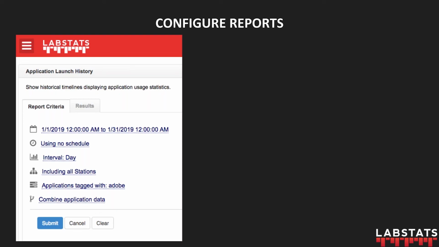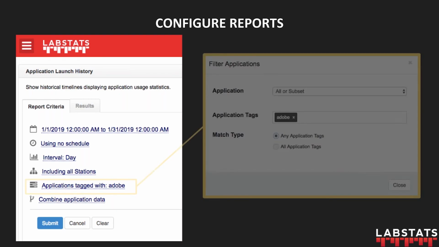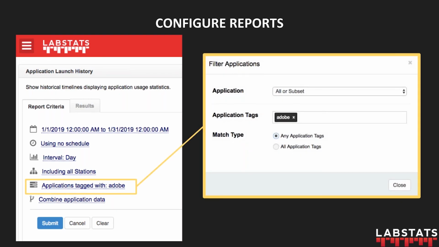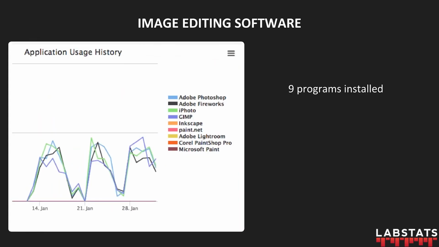So jumping back to this configuration of the report, again, you can schedule the time frame that you want the report to look at. As far as including all stations, this would allow you to select whether you want to look at all stations on campus, a specific computer lab, or even those that are tagged for certain attributes. With this one, we have applications tagged with Adobe pulled out as a configuration for this sample report.